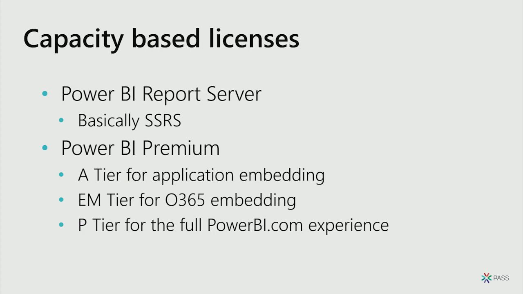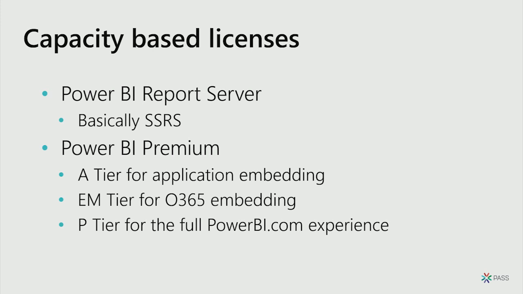But basically, you can buy some rinky-dink VM in Azure somewhere, and there are 3 different levels. A is for software vendors. This is basically you're writing software and you want to embed Power BI reporting into it. EM is I don't need PowerBI.com, I want to embed in Office 365. So I want to embed in Teams, I want to embed in SharePoint, that sort of thing. And then P stands for premium. It stands for platinum. It stands for pretty freaking expensive. You get the entire PowerBI.com experience with the P level.